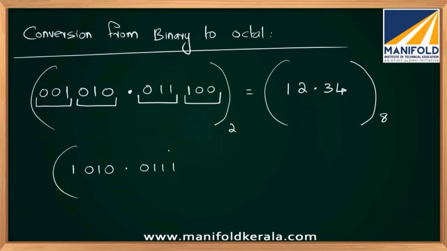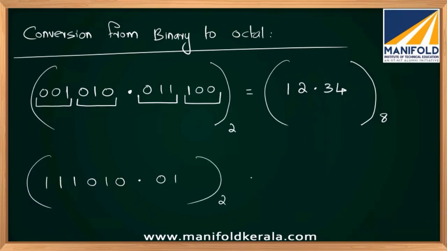So suppose this is the number, and you want to convert it into hexadecimal. So let me take another number. Let me take 11010.01. Okay. So let me take this one, and I want to convert this one into hexadecimal, right? Now, how do we do this one?